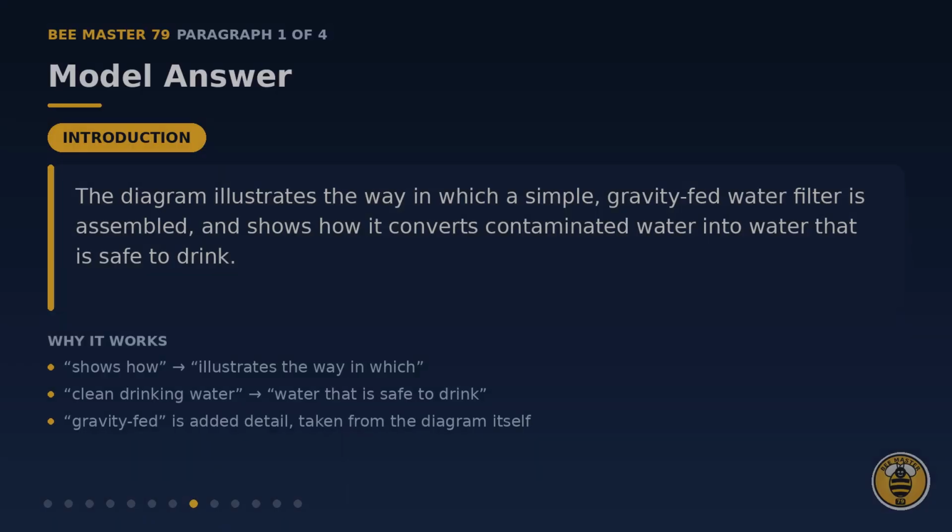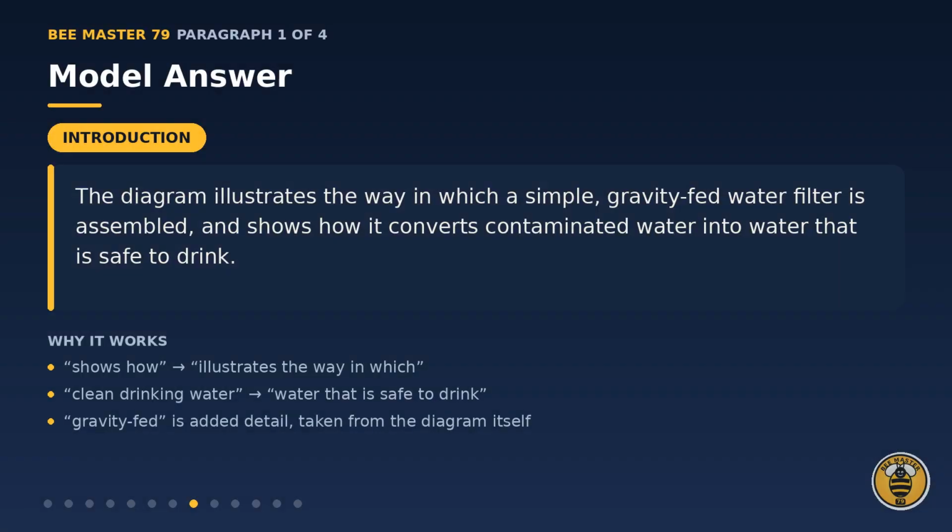Paragraph 1. The diagram illustrates the way in which a simple, gravity-fed water filter is assembled and shows how it converts contaminated water into water that is safe to drink. Look at the paraphrasing. Shows how becomes illustrates the way in which, and clean drinking water becomes water that is safe to drink. And gravity-fed is a detail I took from the diagram, not from the question, which shows the examiner that I have actually understood the picture.